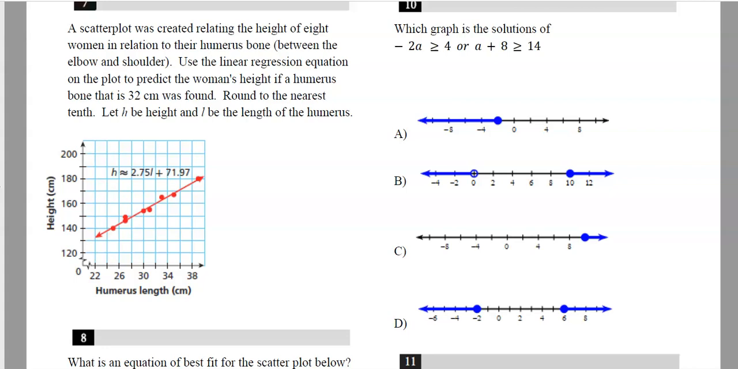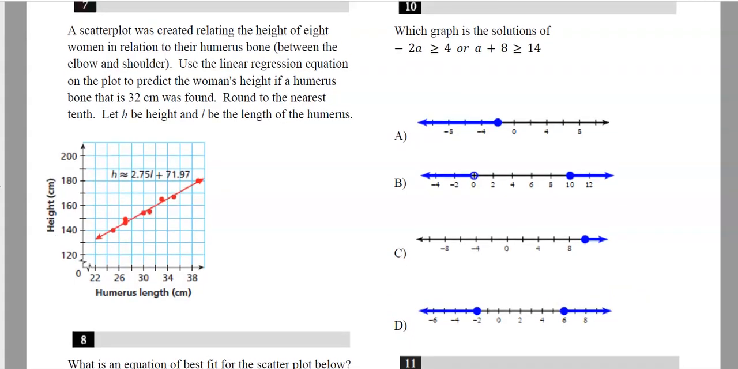Number 7, we have a scatter plot of the height and the length of the humerus bone, which is between the elbow and the shoulder, kind of like your bicep and tricep area. This is like archaeologists. They find bones and record the data, and then they make predictions about how big people were back in the day. Or like a murder case where they find bones that are 20 years old, and they're trying to figure out, could it be a certain person?